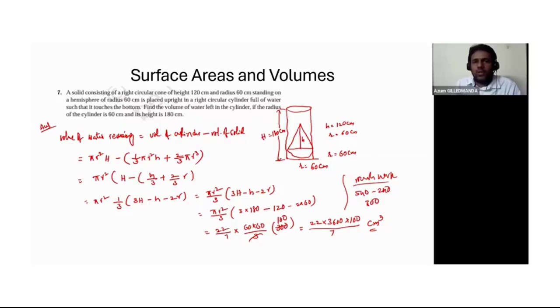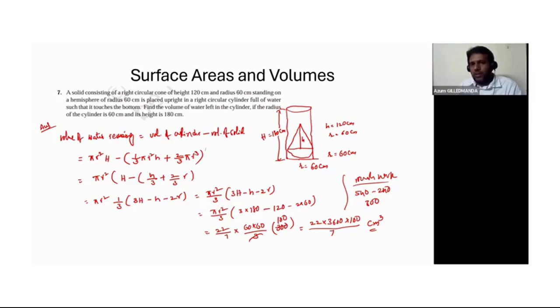The volume of the remaining water is volume of the cylinder minus volume of the solid. The cylinder volume is pi r square h, and the volume of the solid is the volume of the cone plus volume of the hemisphere. So if you simplify that, this is how you'll get. So I suggest to take as much common as possible before you substitute the values. Otherwise, the calculations become very complex. If you start substituting the values here, it becomes highly impossible for you to solve.